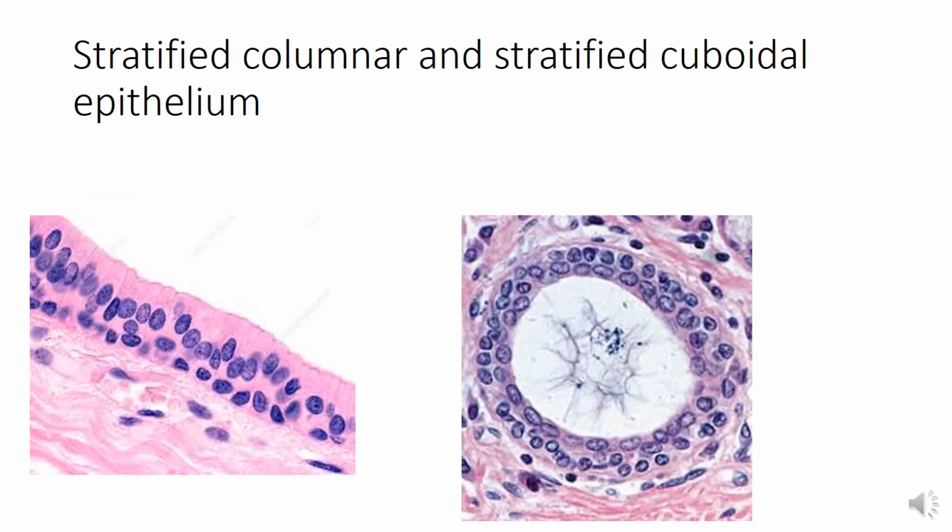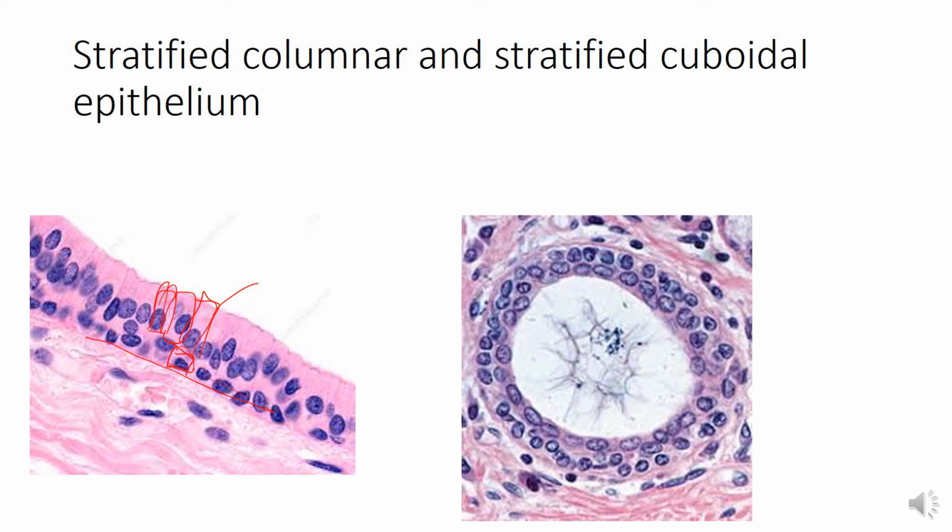Now stratified columnar and stratified cuboidal epithelium. So this is the stratified columnar epithelium, and you can see the basal layer consists of cuboidal epithelium, while the second layer consists of simple columnar epithelium. The basal layer is cuboidal while the surface cells are columnar. This is the stratified columnar epithelium, and it is present in the conjunctiva of the eye.